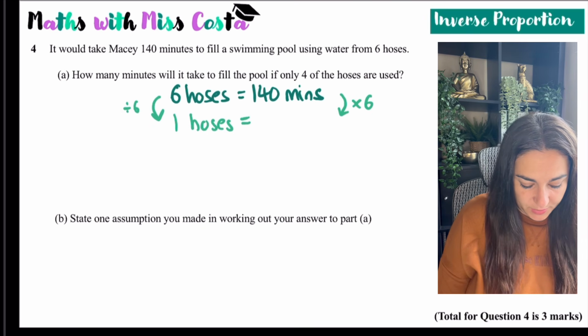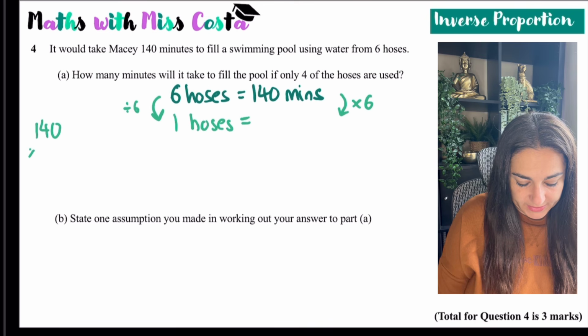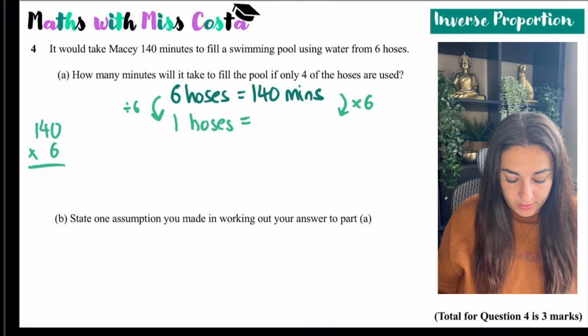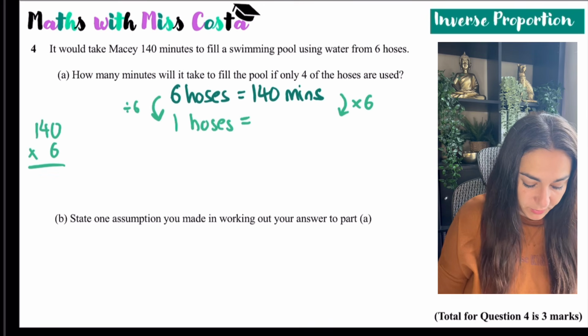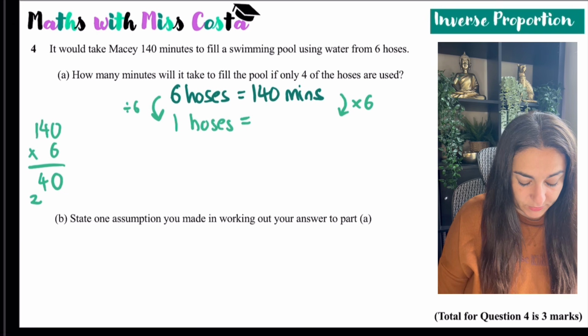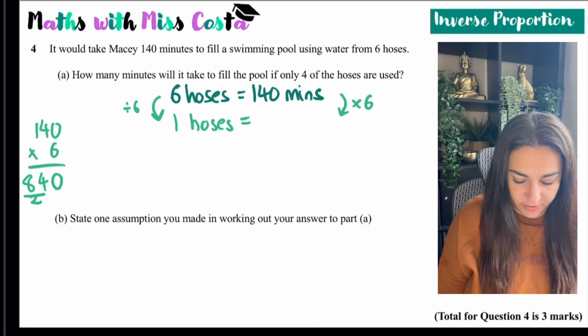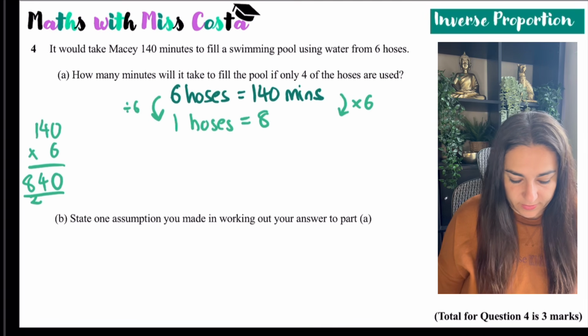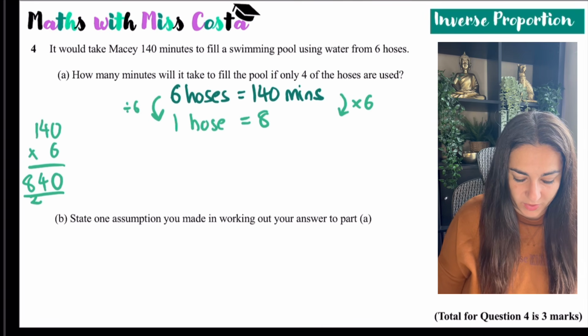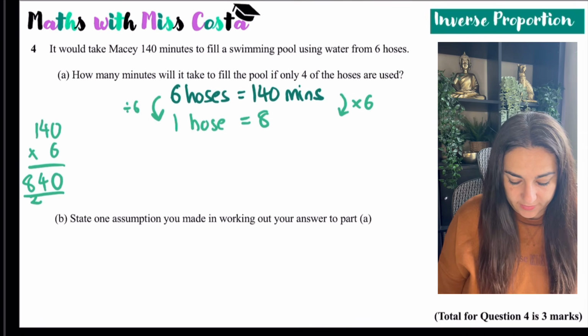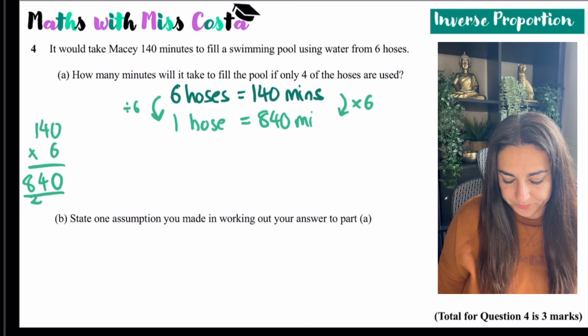So I'm going to need to do 140 times 6 to figure out how long it would take for one hose to fill the swimming pool. 6 times 0 is 0, 6 times 4 is 24, and 6 times 1 is 6. Add the 2, that's 840. I don't know why I wrote one hoses. One hose would take 840 minutes.